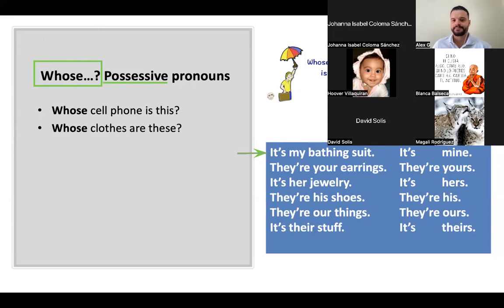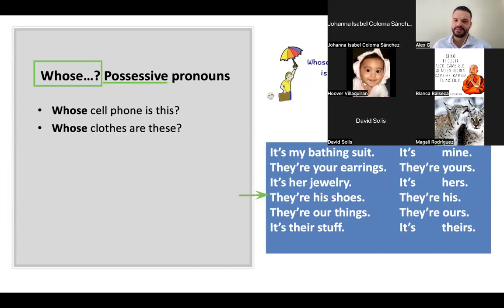It's my very sweet. It's mine. They are your earrings. They are yours. Excellent. One more. It's her jewelry. It's hers. Very good. This is jewelry. Jewelry, okay? Jewelry. Very good.